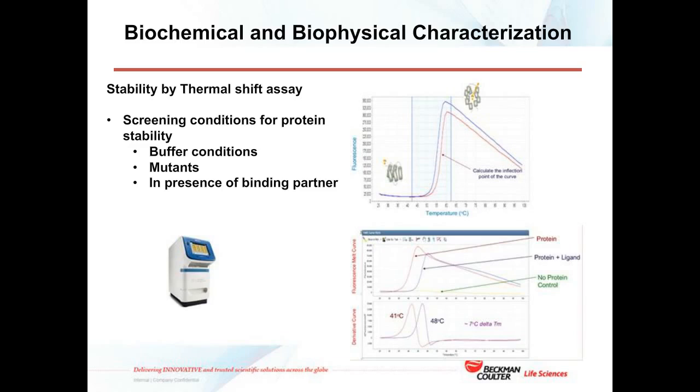In the bottom right, I show the protein by itself, protein with a ligand, and no protein at all, and you can see that the ligand actually causes the protein to be more stable, and therefore it takes a higher temperature before you see the change in fluorescence. So this is useful for probing formulation conditions and conditions for which your protein may be more stable.